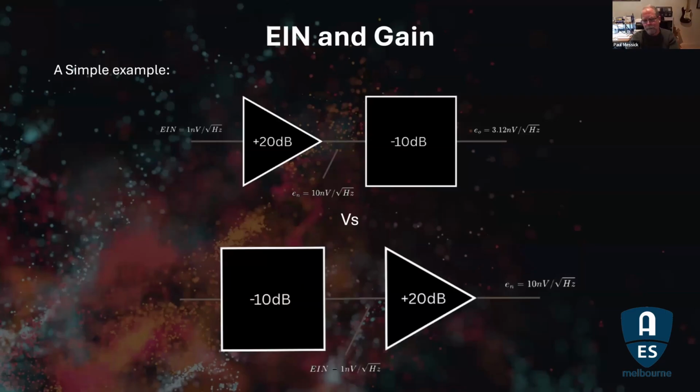To do the opposite, here's your 20 dB pad at the front of your mic pre. Again, it's noiseless, so I'm going to pretend it doesn't add any noise. So we've still got our amplifier here with the 1 nanovolt per root hertz EIN. So the noise out of it is 10 nanovolts per root hertz. That's a lot worse. That's 3 times worse. By only changing whether the pad is on the input or on the output, we've made the noise either better or worse for the same amount of gain.